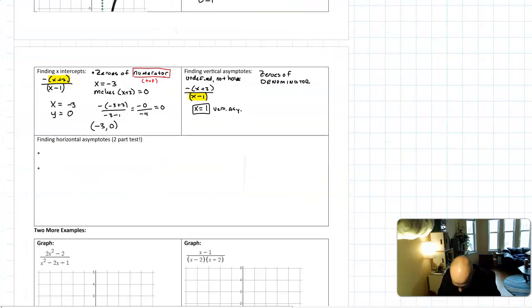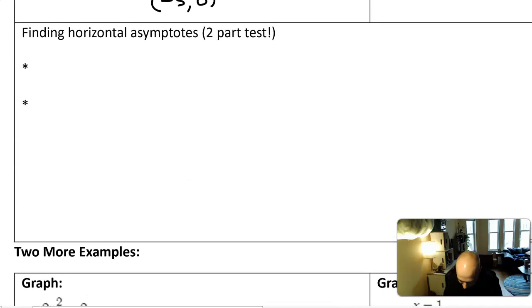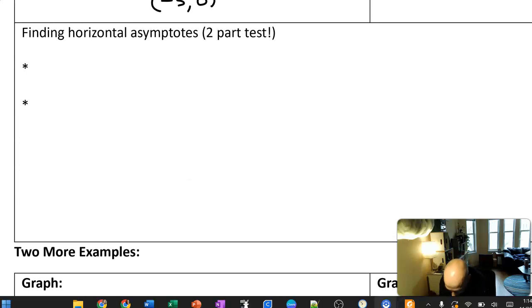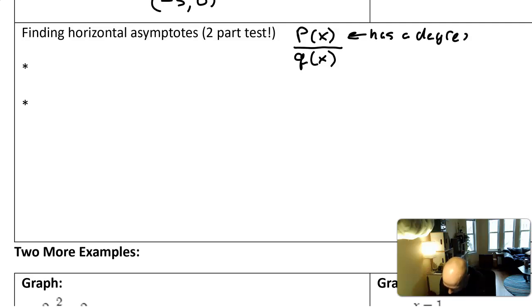There is a test. So here's the test for finding horizontal asymptotes for any rational function. I want you to remember that rational functions are fractions of polynomials. So you have a numerator, p of x, and a denominator, which we can call q of x. And each of these is going to be a polynomial, so each of these has a degree. There are a lot of possibilities for this degree, but the test is the relationship of the degrees.